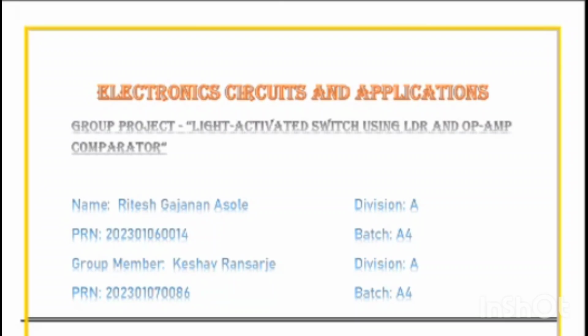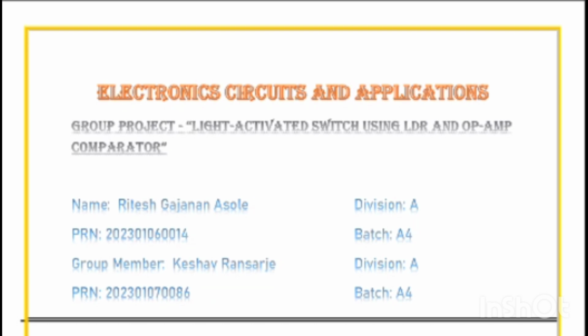I am a student of MIT Academy of Engineering, and under the course of Electronic Circuits and Application, we are having a group project titled Light Activated Switch using LDR and op-amp comparator.